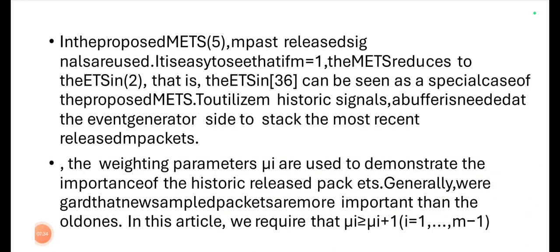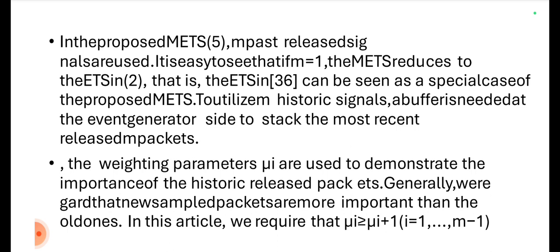In the proposed METS, past released signals are used. It is easy to see that if m is equal to 1, the METS reduces to the ETS in [2]. That is, the ETS in [36] can be seen as a special case of the proposed METS. To use historic signals, a buffer is needed at the event generator site to store the most recent released m packets.